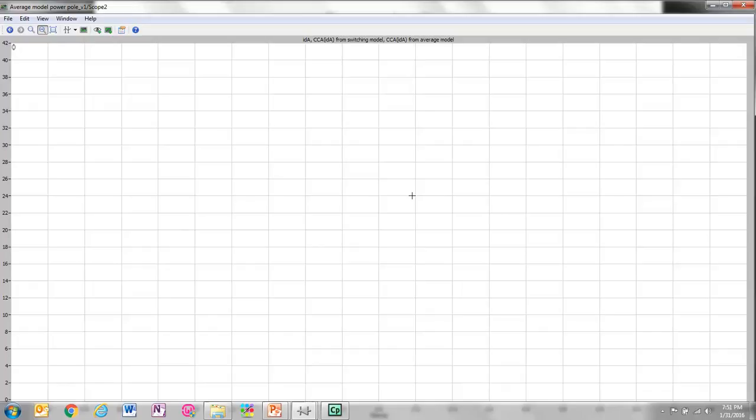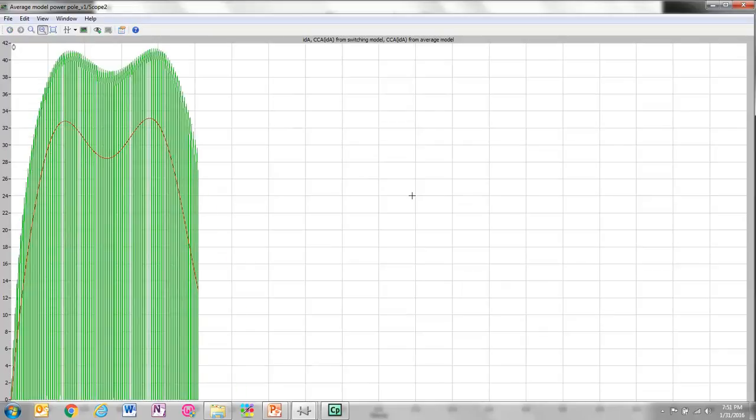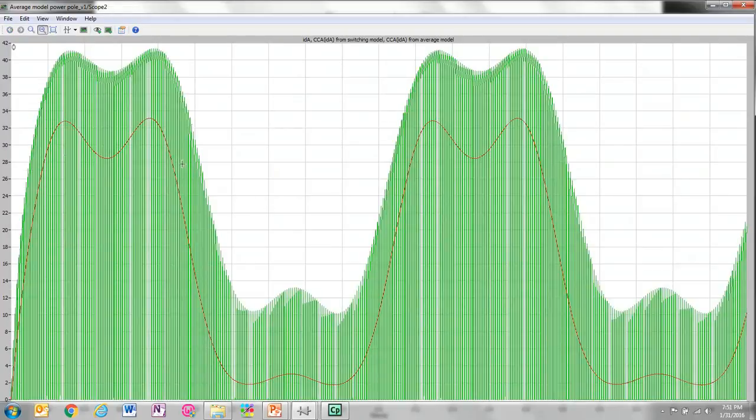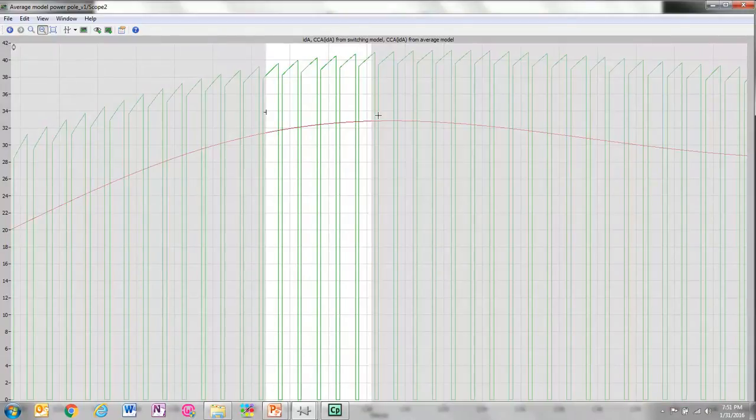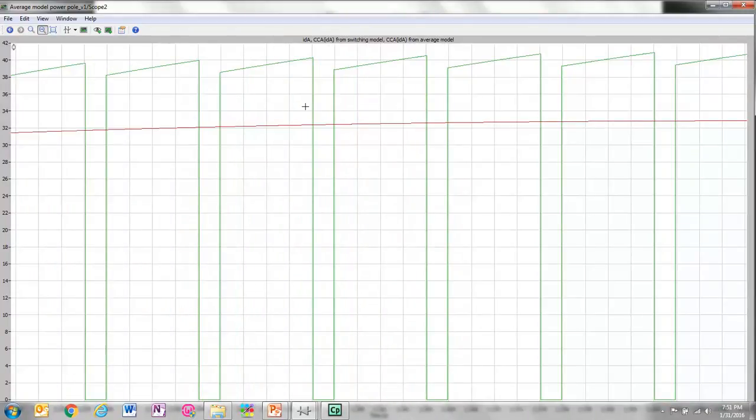The last waveform that you'll see is that of the input DC current, which is the voltage port current, again from both the switching model and the average model. So the red average model is the cycle by cycle average value of the switching current. If you zoom in, you can see that from the switching model you get this pulsating current drawn from the input source, and the red is its cycle by cycle average value.